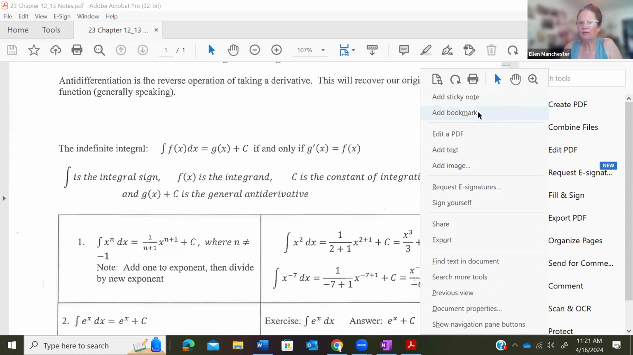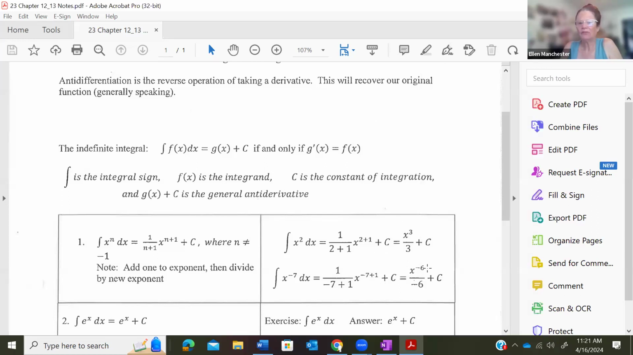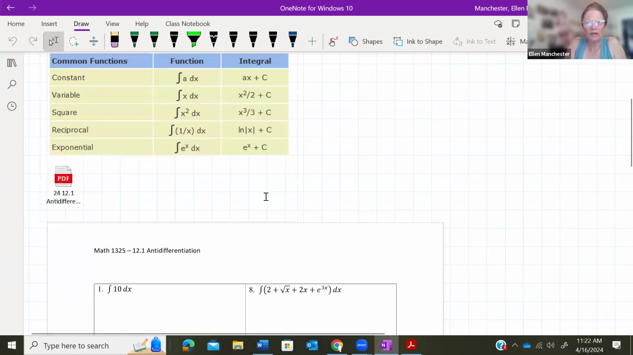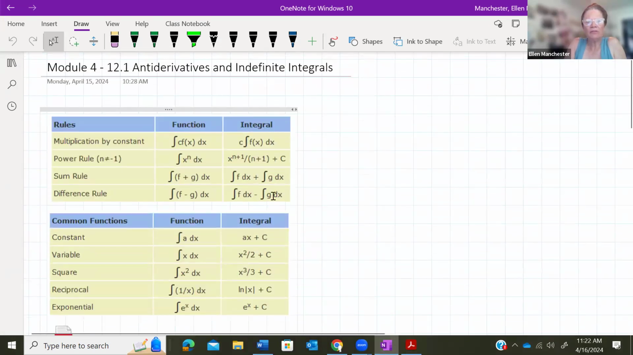So x to the -6, why is that showing up? x to the -6 over -6 plus c. Okay, so let's take a look at some examples and just kind of walk through it. And I have this up here too.